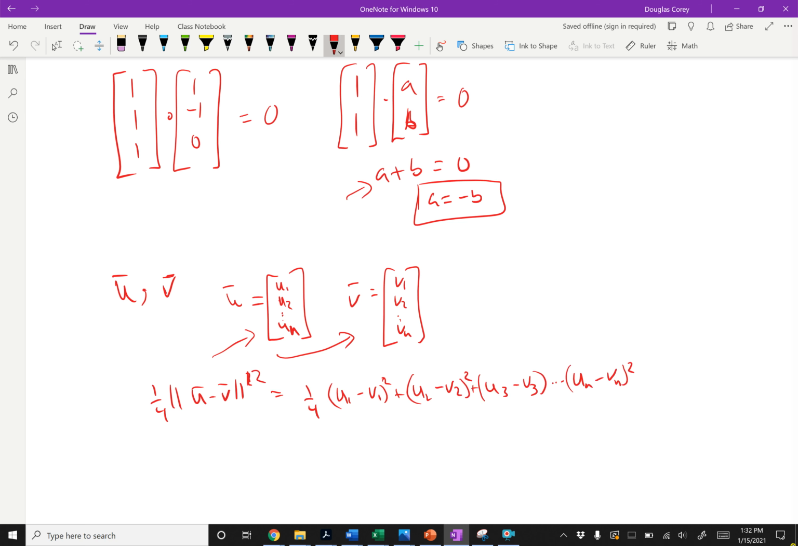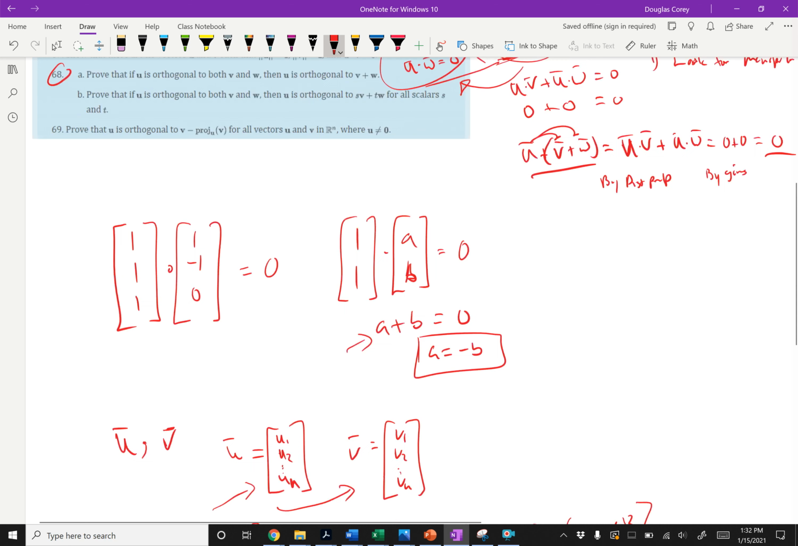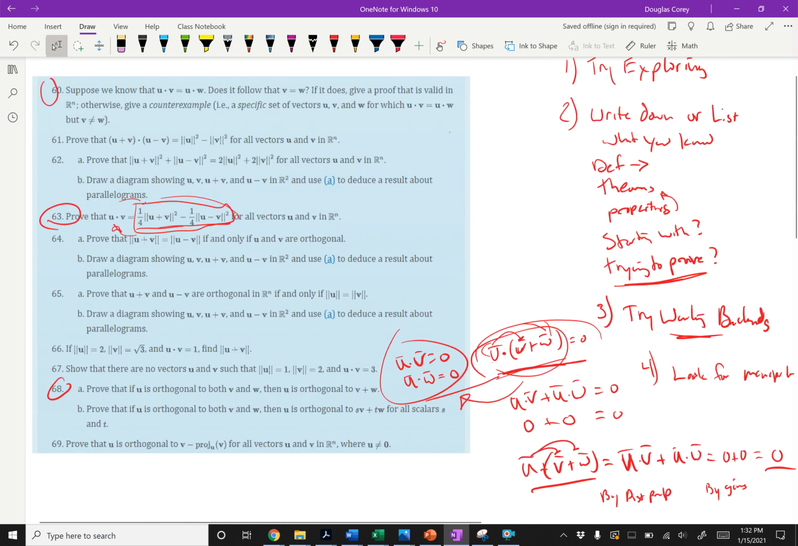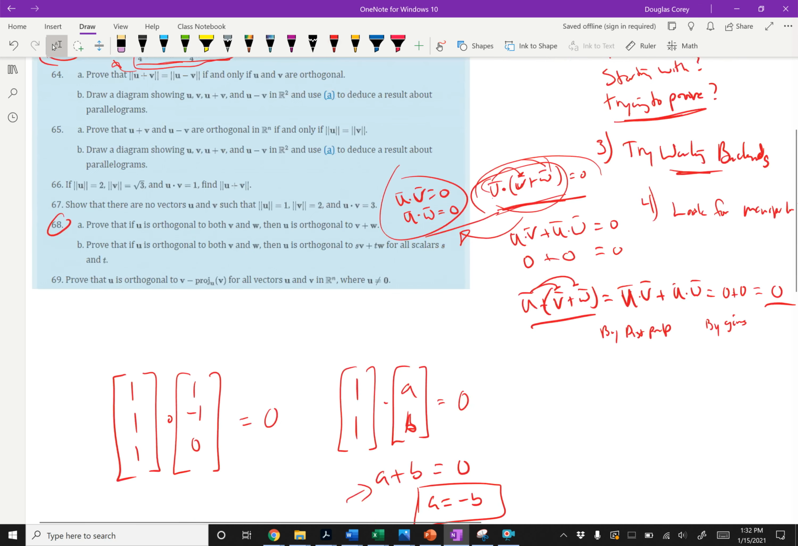And so now I'm just working with these things, and you guys are generally more comfortable working with expressions like this rather than expressions with vectors. Most proofs you don't have to do this, but sometimes you do. Okay, so that's a little bit of help there with doing proofs. Oh, here's another example, 69.